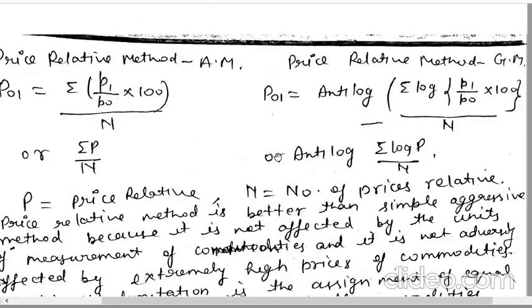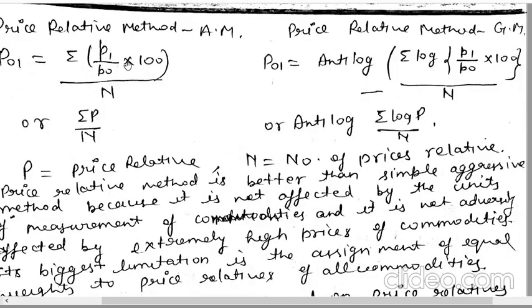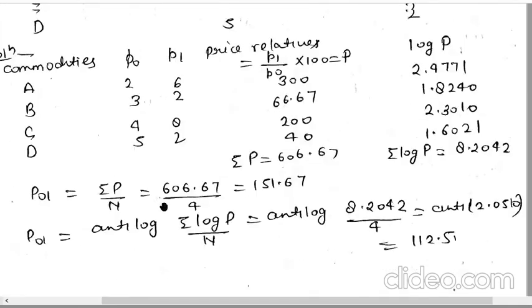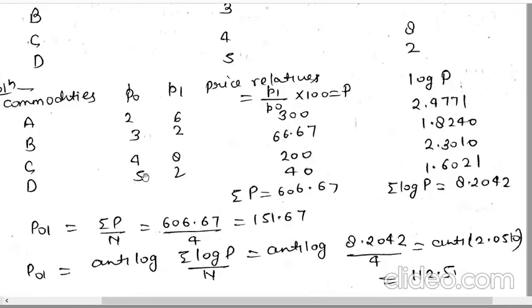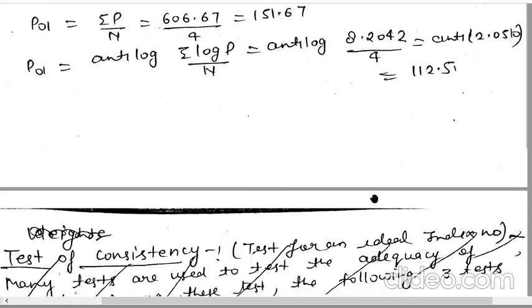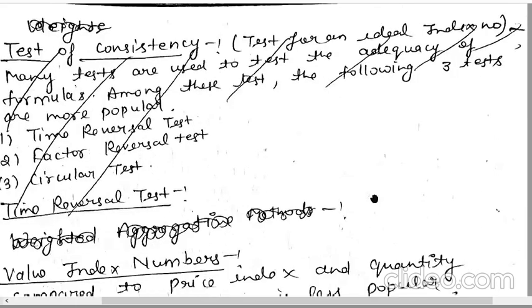So first you will calculate your capital P, and your capital P is price relative, right? After calculating capital P, you will apply your arithmetic formula and also the geometric formula, right? These are the two answers we are getting here.